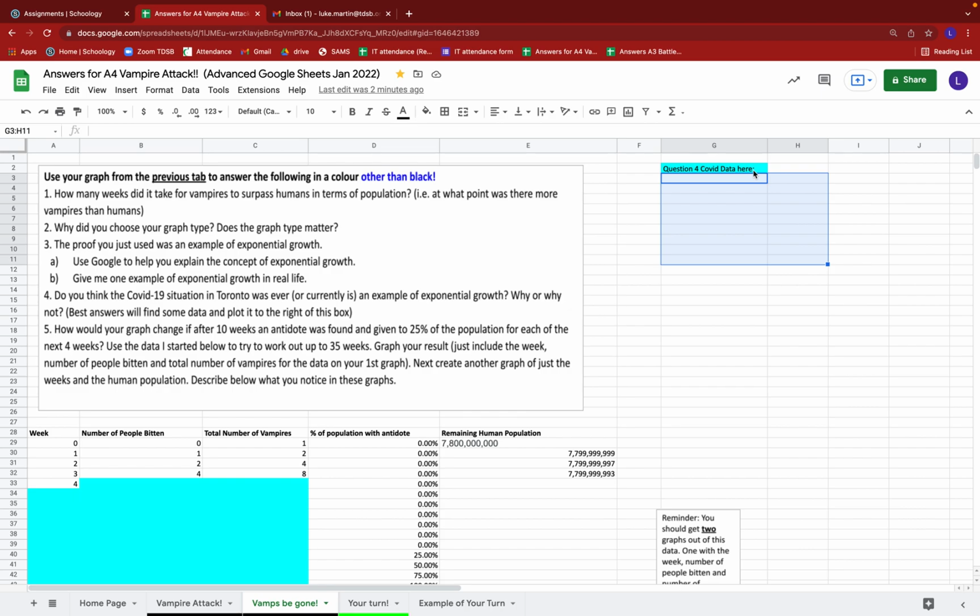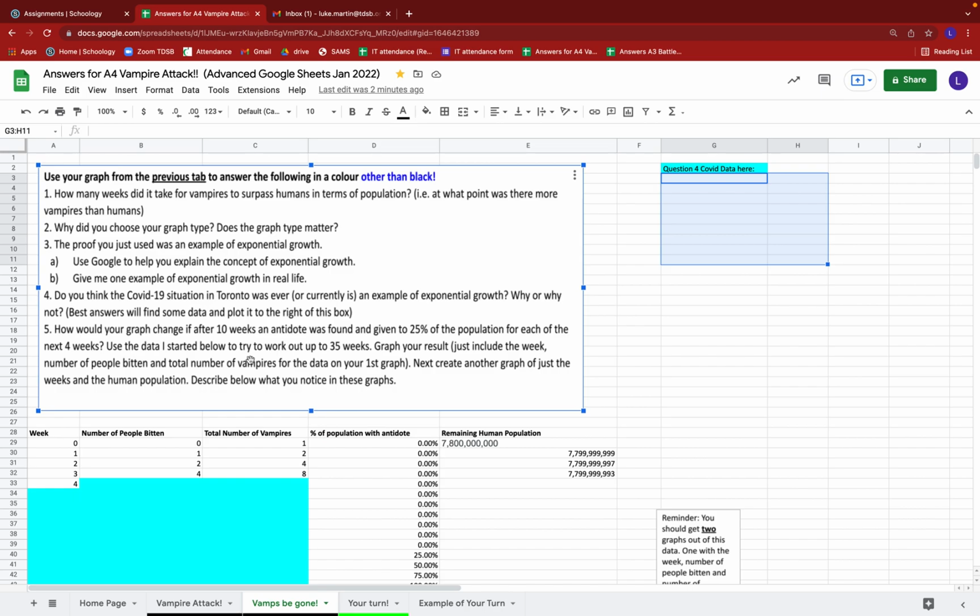Not necessarily right or wrong answers for this. It's more about how you present your data. So somebody could pick a time period in Toronto that really doesn't show exponential growth for COVID-19, and they could get a good mark, or somebody could pick a time period where it was much more rampant. Okay, and the last question is the biggie, question 5.